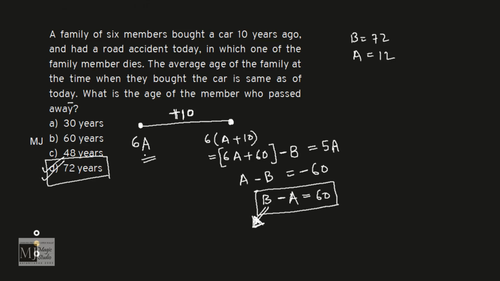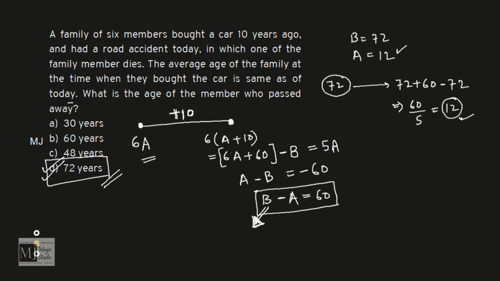Let the average age 10 years ago be 12. So 10 years ago the total age was how much? 72. Now the total should be 72 plus 60, but a person aged 72 passed away, so the total age is 60. If I divide by 5 again, it becomes 12. We started with 12, we ended with 12, isn't it? Option D fits in. Answer is 72 years. Yes, I know you have done it correctly.